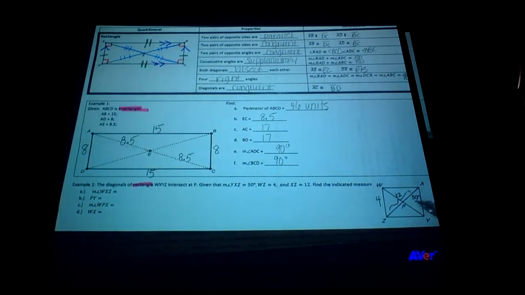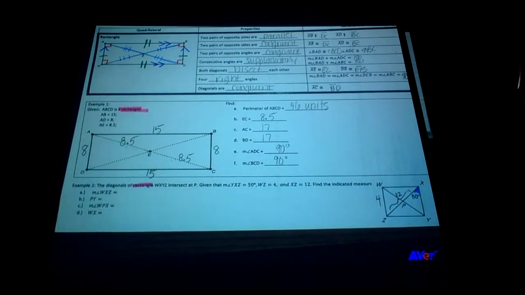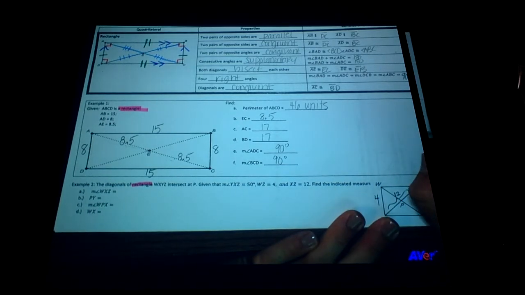And we have a couple measurements here. So one thing that I want you to note is this 50 degrees is referring to just angle ZXY, not the whole angle WXY. All right. Now, I'm asked first to find the measure of angle WXZ, which is this other part here.